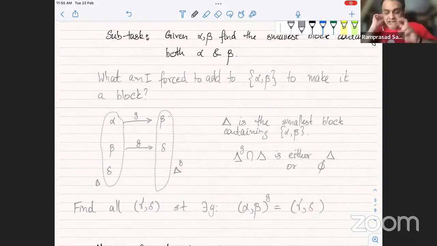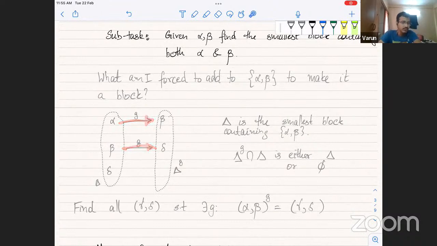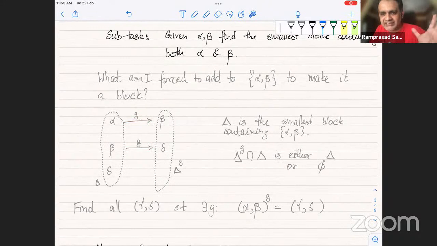Where all can alpha go and where all can beta go? This is orbits. No, but you're asking for this together as a pair, right? Because it's not like alpha and beta are being acted upon on the same element. But yeah, you're right. It feels like a certain computation, some sort of intersection or something. Is it an intersection, or you're basically looking for where all can this pair alpha comma beta go to? Think of this G as acting on these pairs.